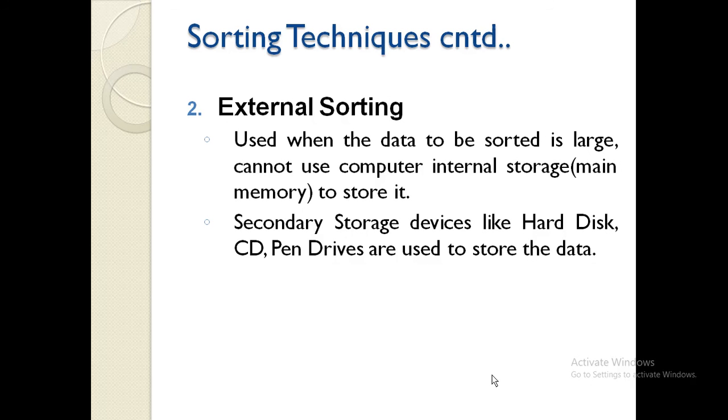And the other is external sorting, where the data on which you are applying sort is not available in main memory. It is stored in some secondary storage devices like hard disk, CD, pen drive. So in case of external sorting, you need to transfer this data from the secondary storage devices to main memory, which requires some extra amount of time. That's why internal sorting is called the fastest technique, because the data need not be transferred, it is available in the main memory. In external sorting, data has to be transferred from secondary storage to main memory.